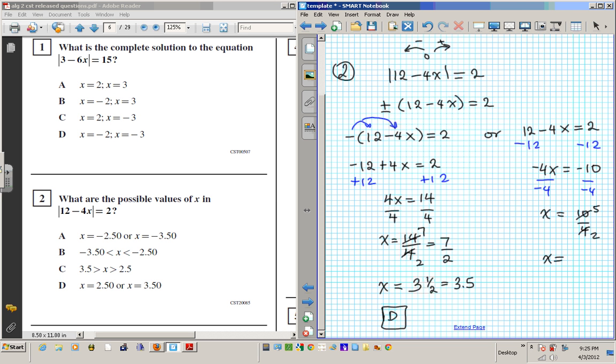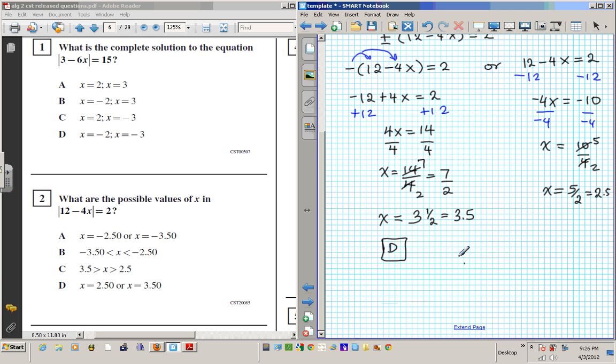5. X equals 2.5. Let me write it as a fraction first. X equals 5 over 2. 5 over 2 is the same thing as 2.5. Okay, so our answers are, we already knew this, x equals 2.5 or x equals 3.5. Okay, and then the final answer is D.